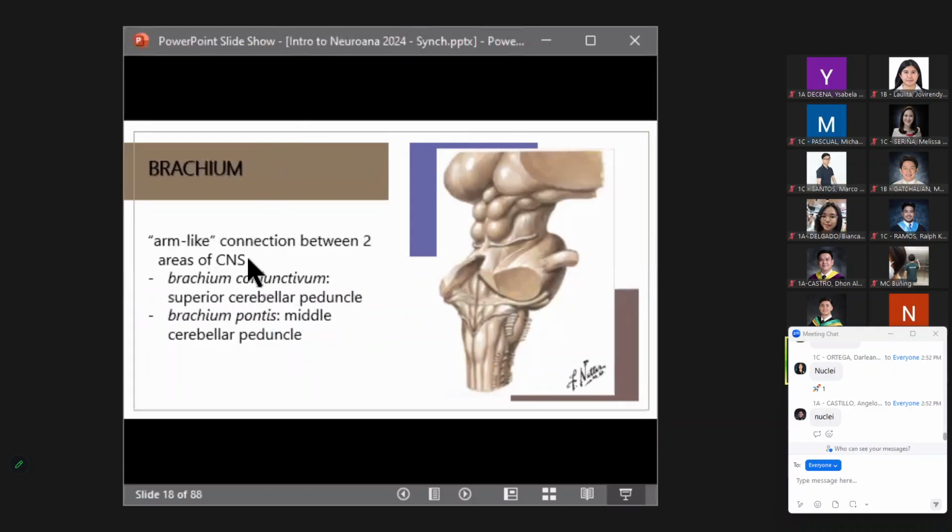The brachium is an arm-like connection, similar to the stem of the peduncle. You may use these particular terms for particular structures. The brachium conjunctivum is another term for the superior cerebellar peduncle, and the brachium pontis is another term for the middle cerebellar peduncle. So you can encounter certain particular terms for the same structure, but we'll just get the idea of the derivation of these terms.